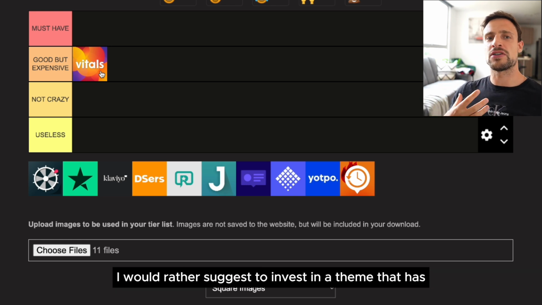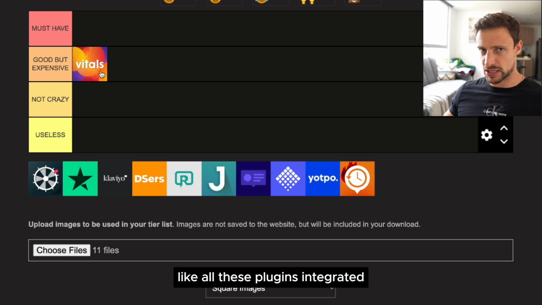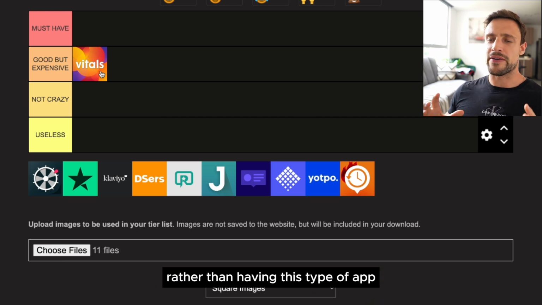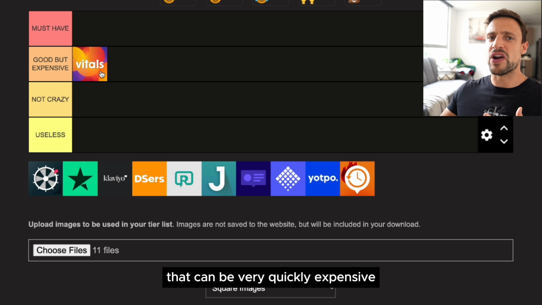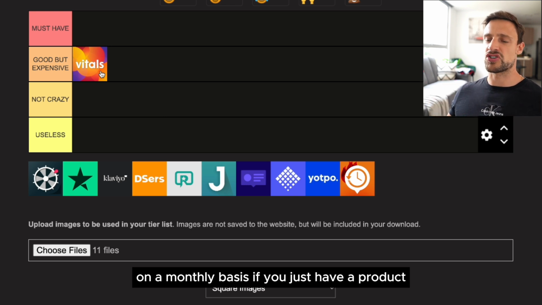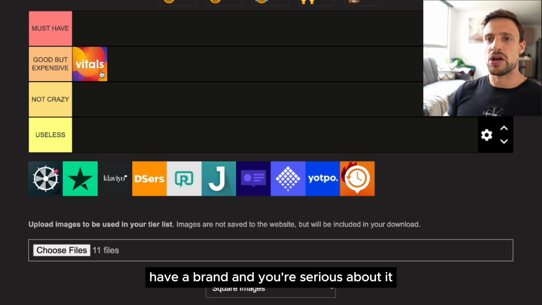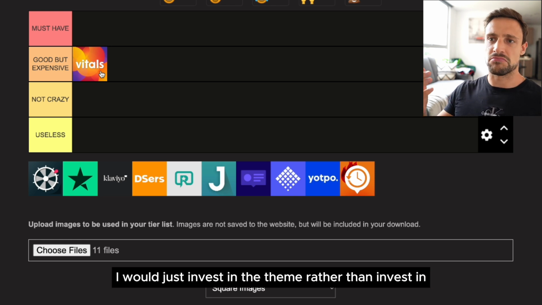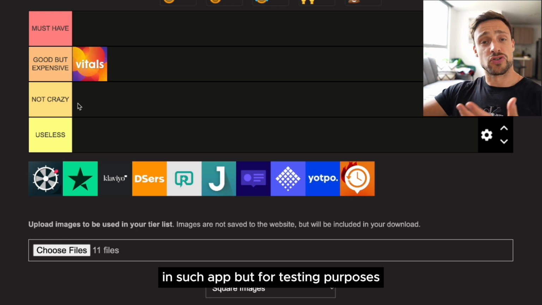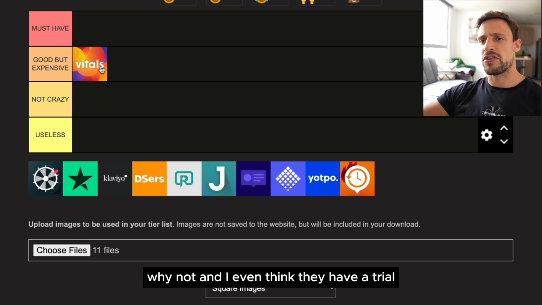So I would rather suggest to invest in a theme that has all these plugins integrated, rather than having this type of app that can very quickly become expensive on a monthly basis. If you just have a product, have a brand, and you're serious about it, I would invest in the theme rather than in such an app. But for testing purposes, why not? And I even think they have a trial.